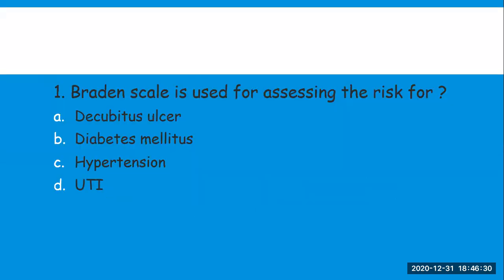So the first question is, Braden scale is used for assessing the risk for A. Decubitus ulcer, also known as a pressure sore, B. Diabetes mellitus, C. Hypertension, and D. UTI, urinary tract infection. So this is a very common question asked in many examinations. So the right answer is decubitus ulcer. Braden scale is used for assessing the risk for decubitus ulcer.